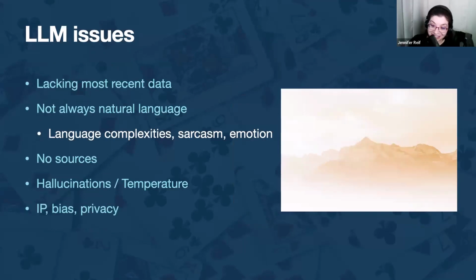Now, the downsides to an LLM is it's going to lack very, very recent data. So again, LLMs take a lot of money, hardware, and time to build and to run. And so they have some sort of information cut off to train the model. So you're not going to see real time, very recent information there.